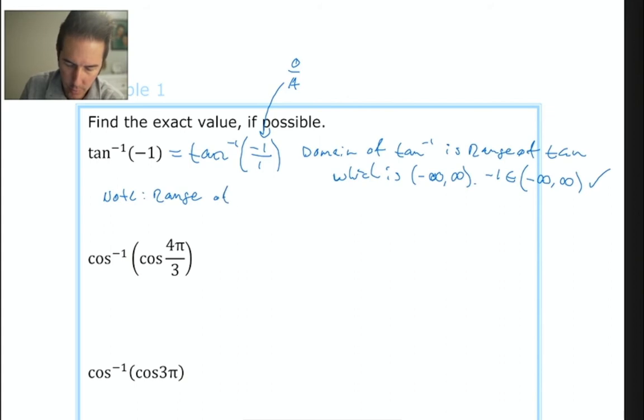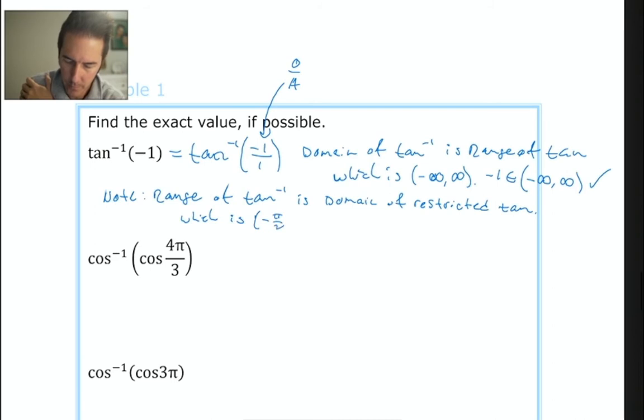Note that the range of tan inverse is the domain of restricted tangent, which is, with parentheses, please, negative pi over 2 to positive pi over 2. I'm not going to write all of this out every time because it's time consuming and really we need to be using this real estate for some other stuff, which I'm going to get to in a moment. But for this one, I'll give you one more talk through on that thought process so that you have it.